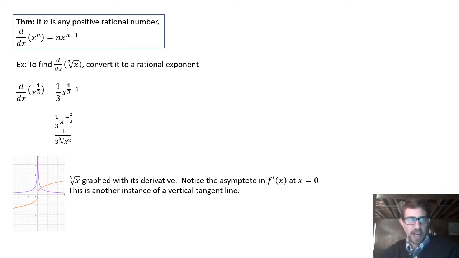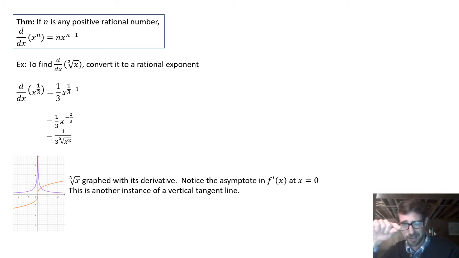Just looking at the graphs, just so you kind of believe me. The red thing is the cube root function, so it looks like a sideways cubic because it is. And then the purplish thing is its derivative. So notice at 0, the function is defined. The cube root of 0 is 0.